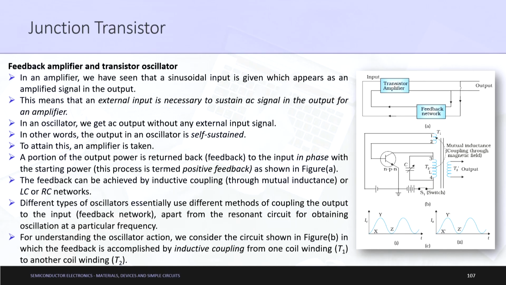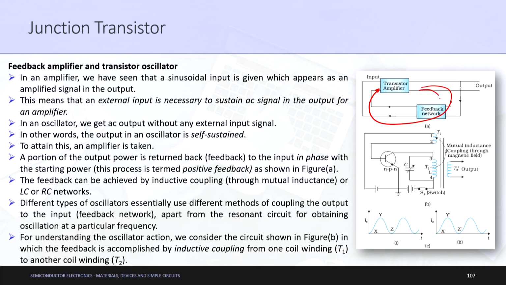First, let us look at this figure A here. What actually happens is that the output voltage, or the output of an amplifier, a part of that is generally sent back again as an input.